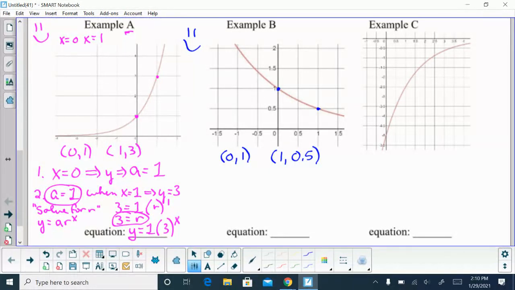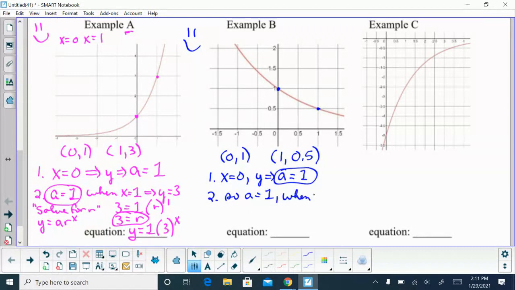Following the process step by step, if you'll recall, when x is equal to 0, that gives me that y value is actually my a. So when x is equal to 0, a is 1. So there's part of my exponential equation. Step 2, so we know that a is equal to 1. We need to use our other point.